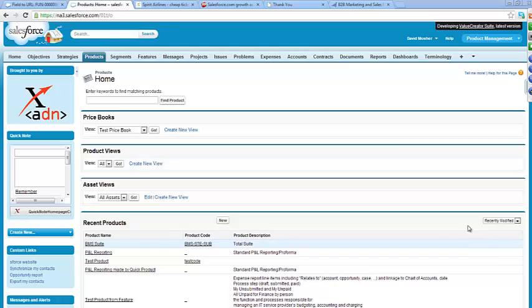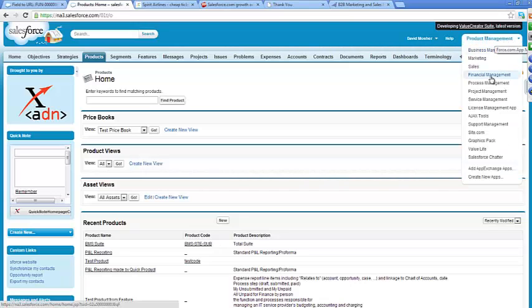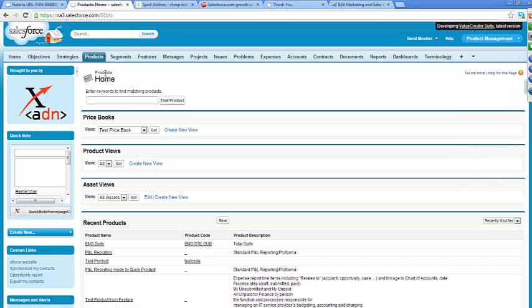We're going to go over the product management part of the suite. As you can see, there are a whole host of modules: business management, financial management, process management, project management, and service and support management. And today we're just going to talk about product management. Product management is focused around the concept of a product.